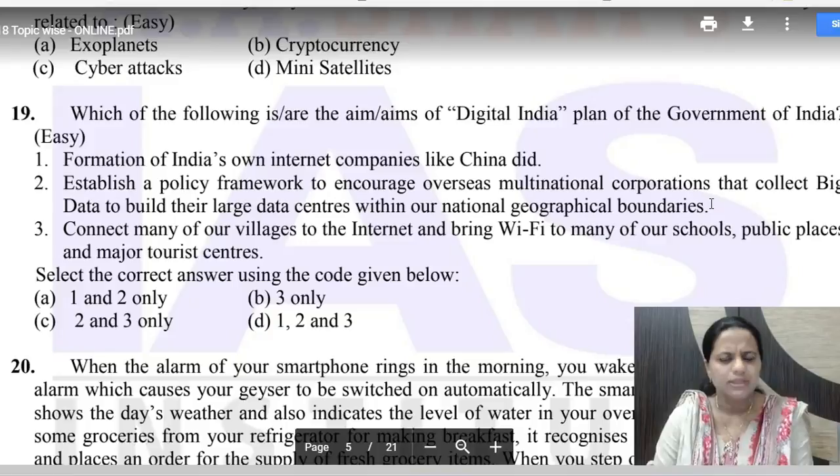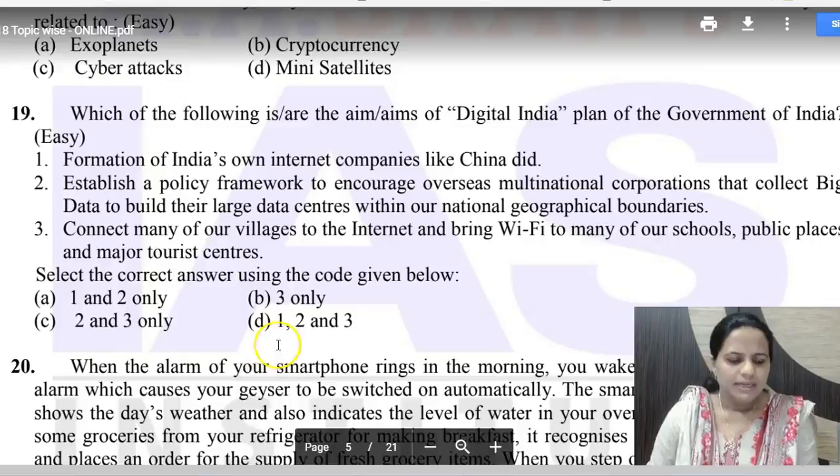Third, connect many of our villages to the internet and bring Wi-Fi to many of our schools, public places and major tourist centers. Of course, three is the correct answer. But forming internet companies does not come under the Digital India campaign. That is not the idea. So one is incorrect and even two is incorrect. Only three is the correct answer. So here B is the right answer.